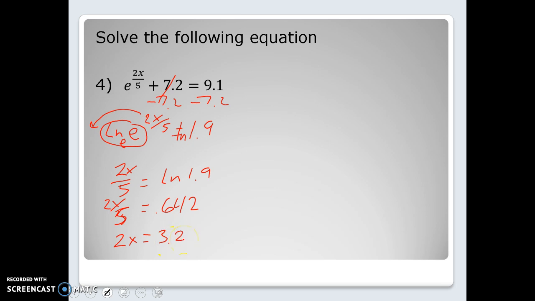Then if I divide everything by 2, it'll be 1.6. So x equals 1.6. And it's not exactly that, but it's really close. So if I were to stick 1.6 in for this x and take e to the 2 times 1.6 over 5 power plus 7.2, I should get 9.1.